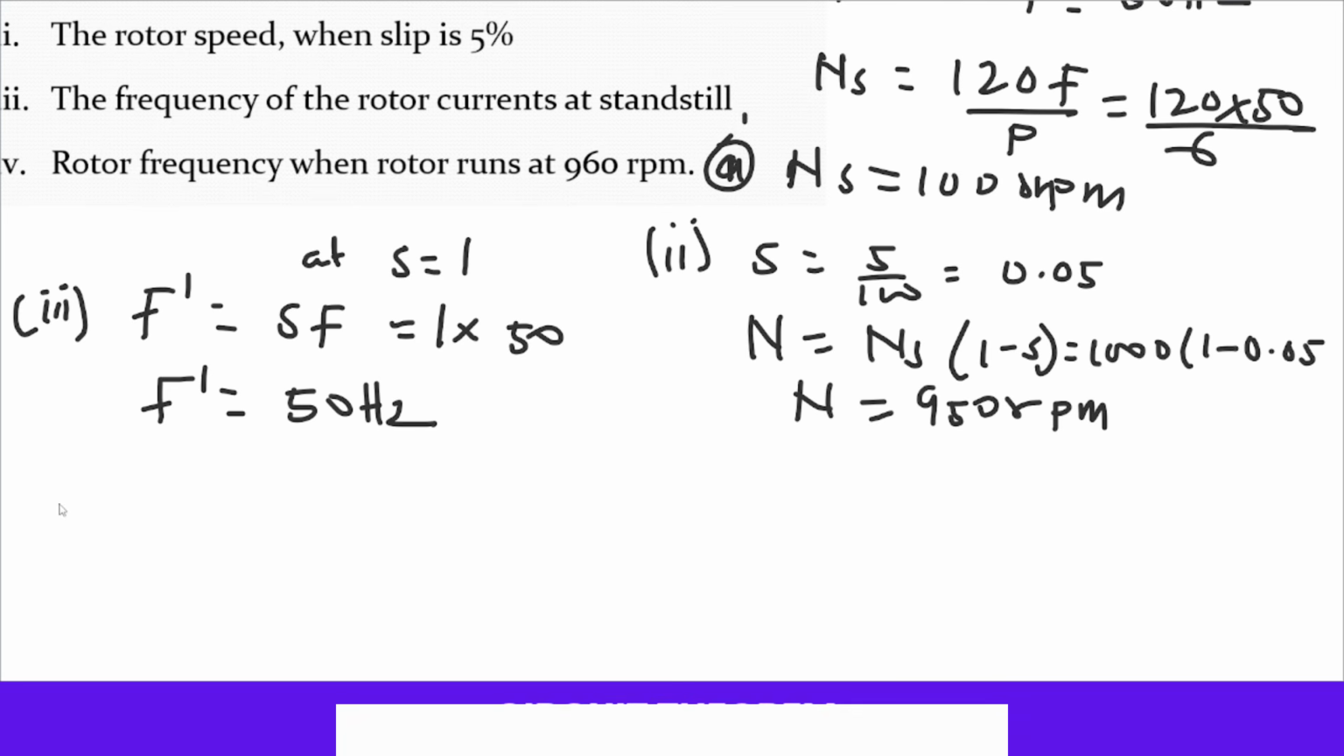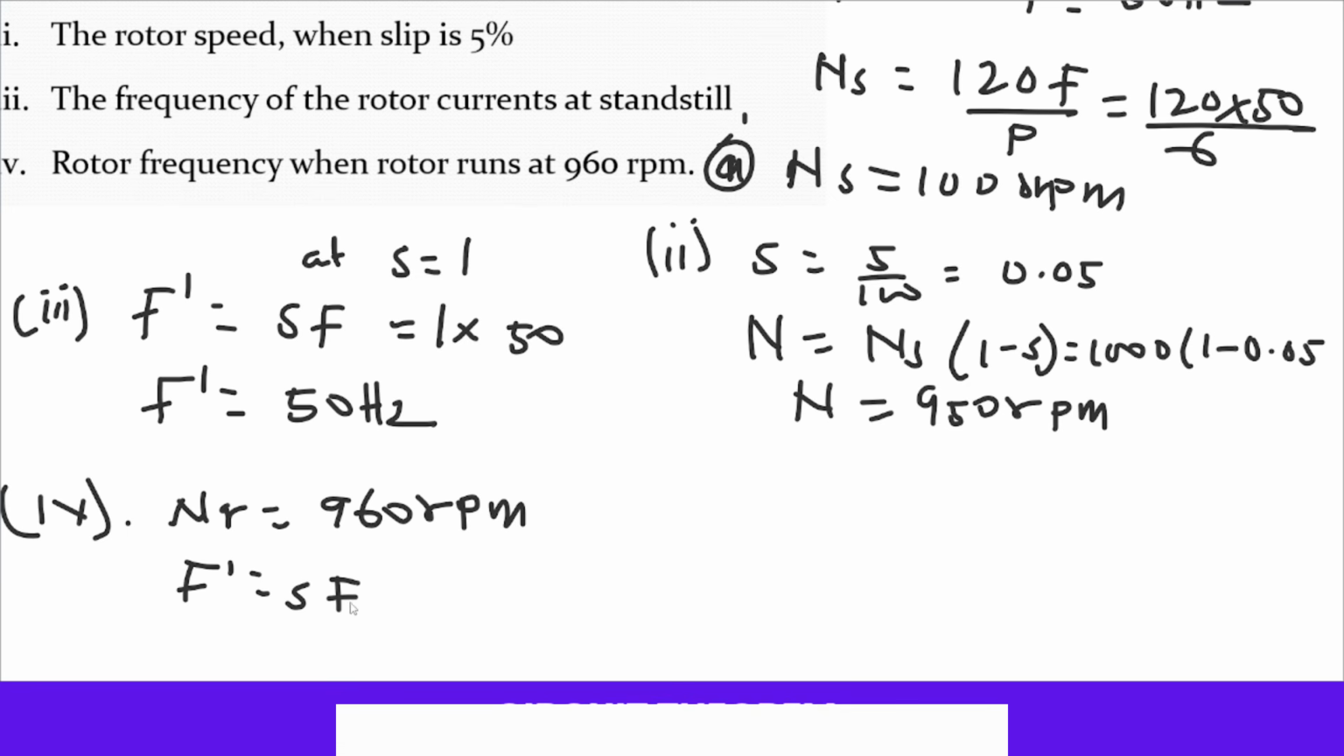Now let's move on to IV. IV states the rotor frequency when the rotor runs at a speed. So the speed given is equal to 960 RPM. So we are to determine that frequency at that particular point, right? So we know that the frequency at that point is given as the slip times the actual frequency, right? But we don't know the slip at this particular speed. So let's look for that.